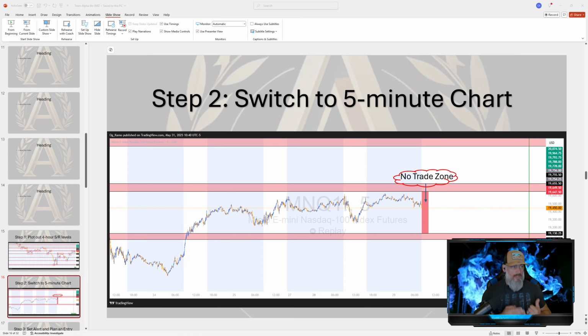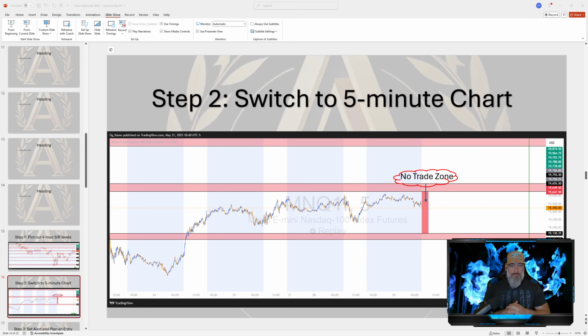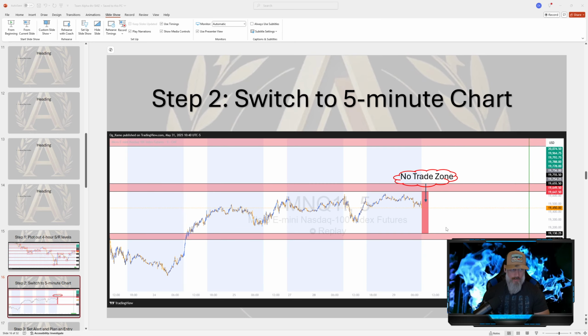So once you plot out the 4 hour zones, the next step is to switch over to the 5 minute chart. My rule: I do not trade the first hour and a half of market, so I like to put a nice little box there to remind me, don't take any trades inside here. I don't care how good the setup is, stay away from it.